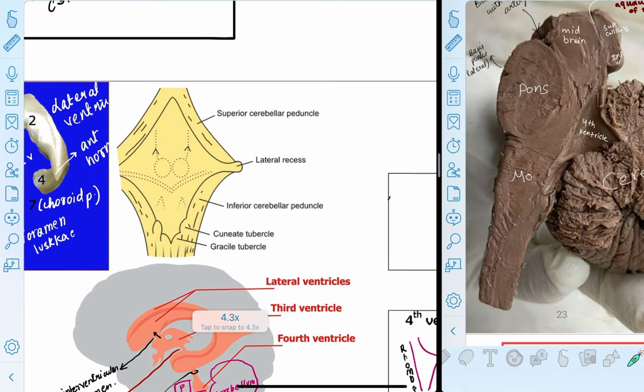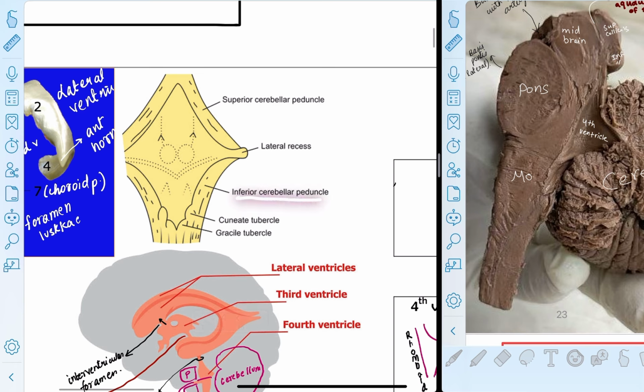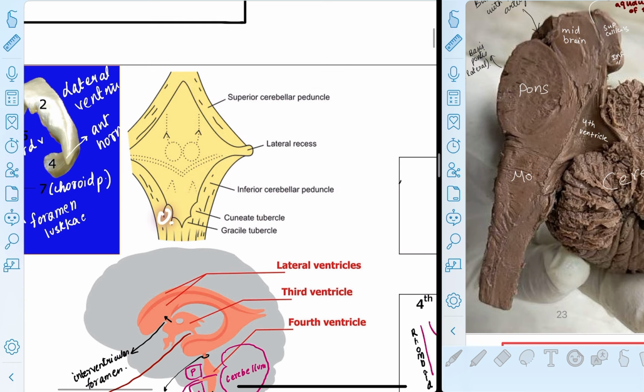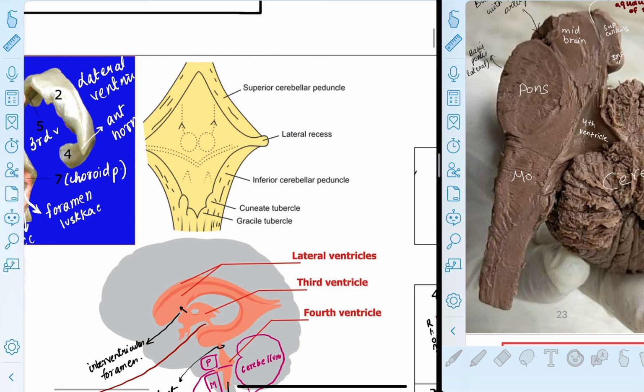Laterally, right here, are the inferior cerebellar peduncle and the superior cerebellar peduncle. These are also protrusions, like the peduncles, which are the SCP and ICP. This is the cuneate tubercle, and this is the gracile tubercle. Cuneate tubercle, gracile tubercle, inferior cerebellar peduncle, which is here, and superior cerebellar peduncle, which is here.